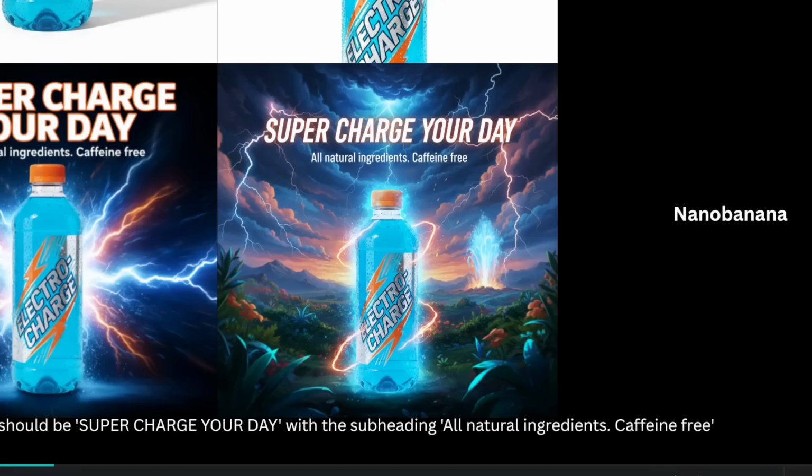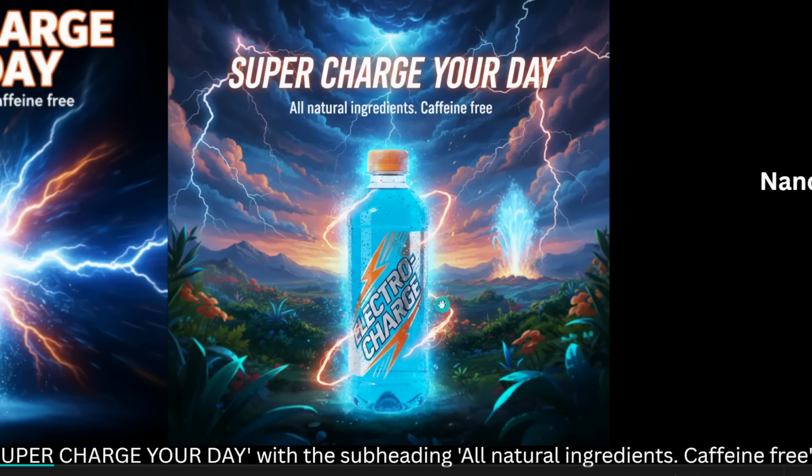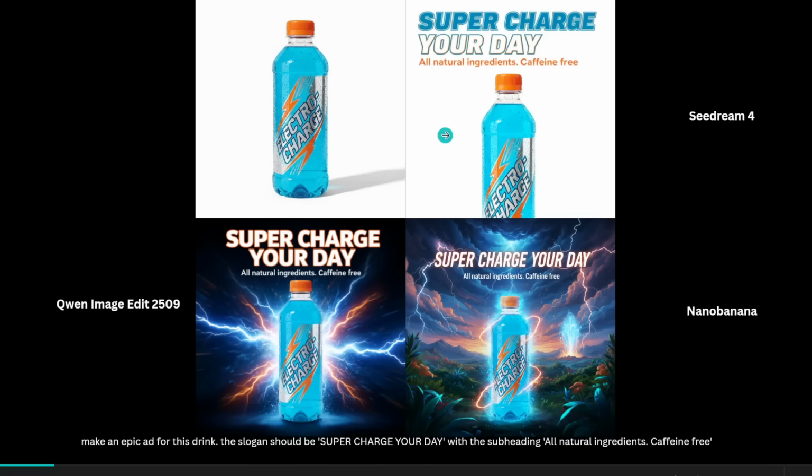Here's what I got from Nano-banana, and it kind of did the complete opposite. So it kind of went too overboard in terms of epicness. We have lightning in the background, plus some electric currents, plus even a freaking volcano erupting in the background with blue lava. So this is really, really epic. And then the text is also correct. Now, honestly, all three of these ads are not bad. They all preserved the details of the energy drink correctly, plus the text is also correct. So let me know in the comments which one you prefer.